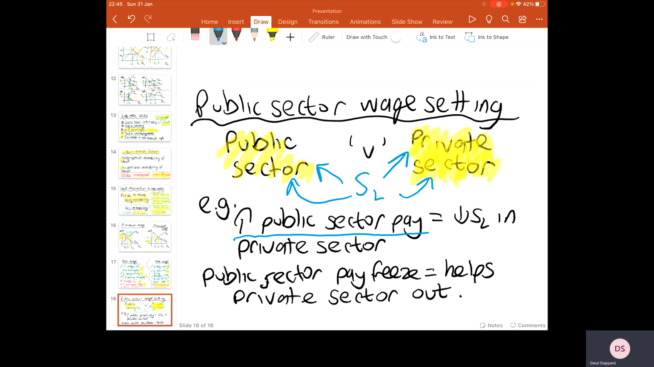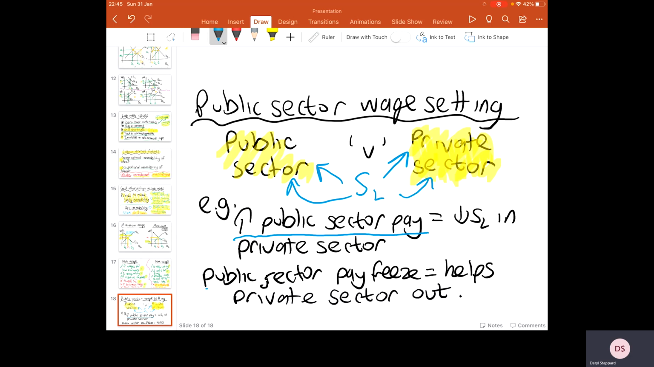So what the private sector would need, to stop all their workers leaving to go work in the public sector, is to increase private sector wages. So you tend to find that when the public sector gets big pay rises, the private sector's got to match it to prevent all their workers leaving to go work in the public sector.